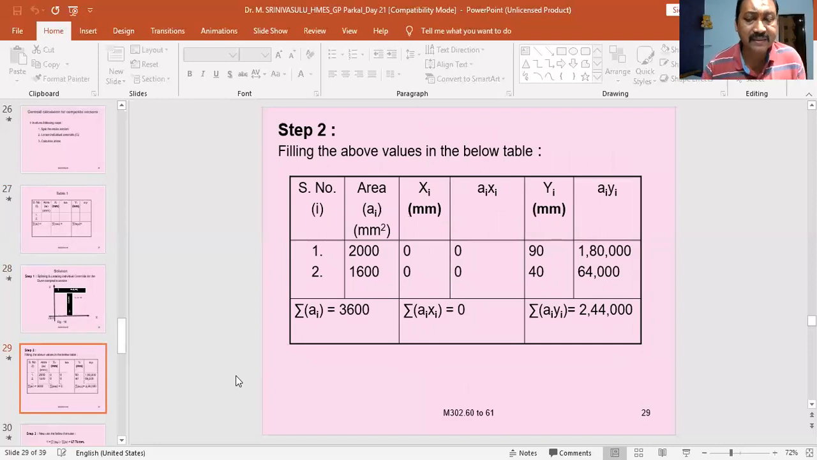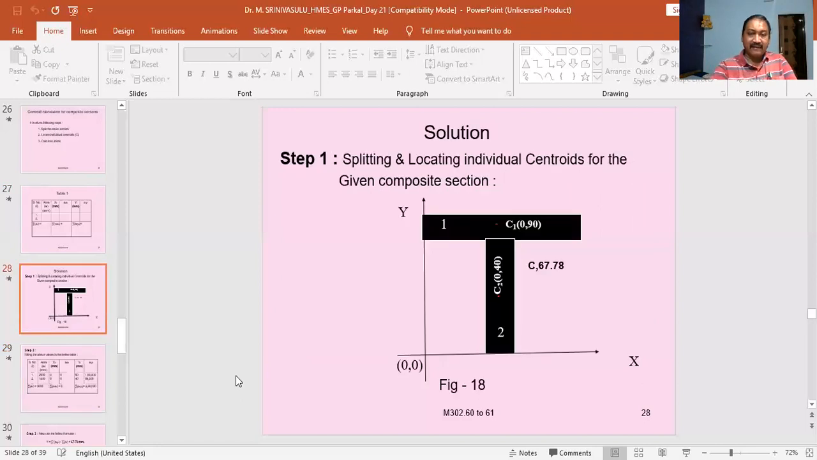Now coming to step 2. From step 1 we move to step 2. Here in step 2, the first one is the area 1, A1, that is for rectangle 1. For rectangle 1, we know that the area is equal to how much?